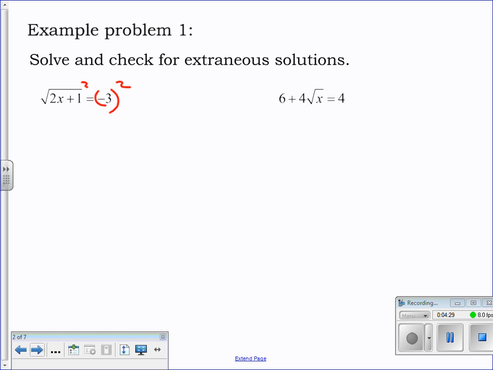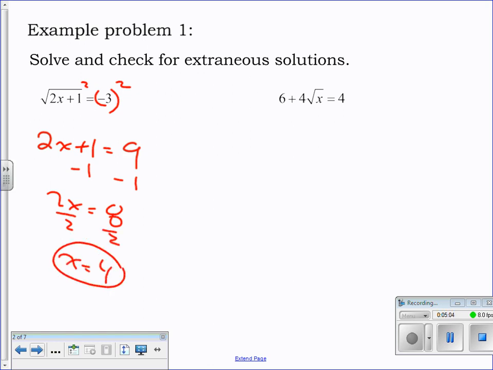You square both sides. When you square a square root, you get what's underneath. When you square a square root, all you're doing is just getting rid of it. So the square root of 2x plus 1 squared is 2x plus 1, equals -3 squared, which is 9. And now solve this equation for x. Subtract 1, 2x equals 8. Divide by 2. x equals 4.